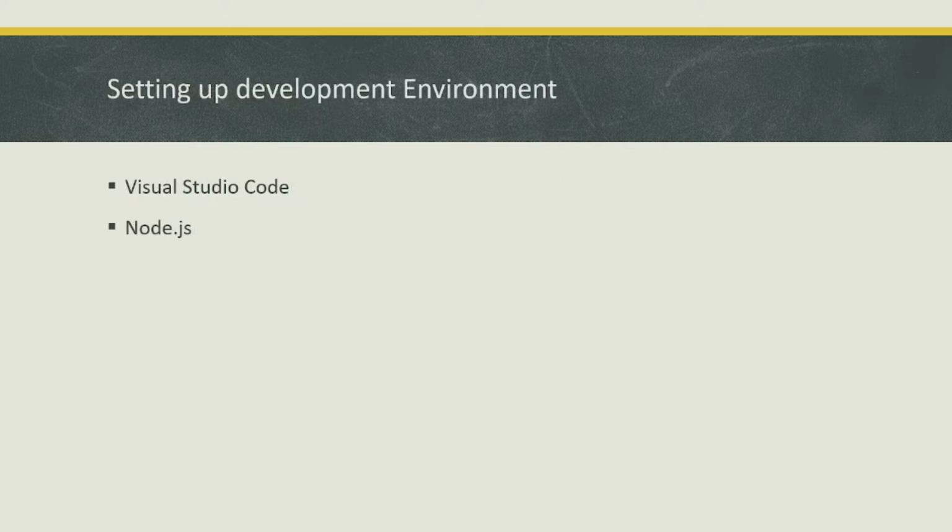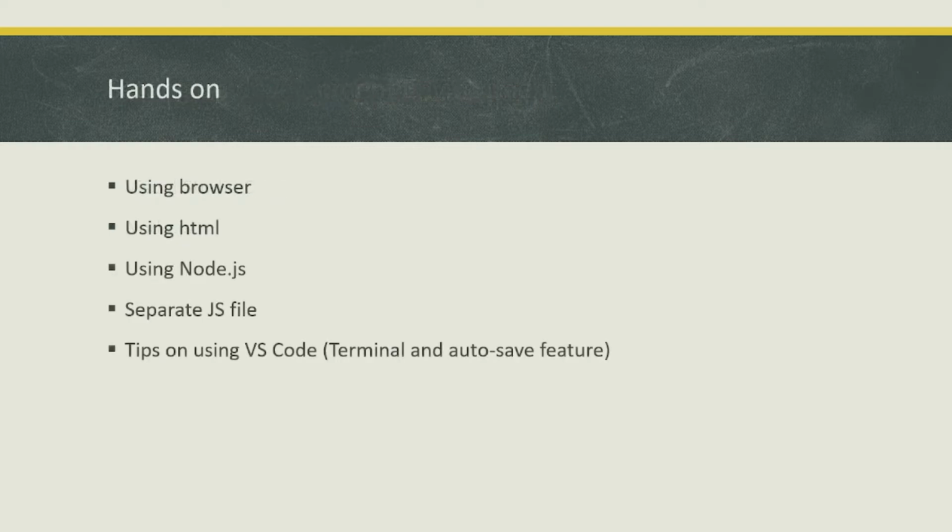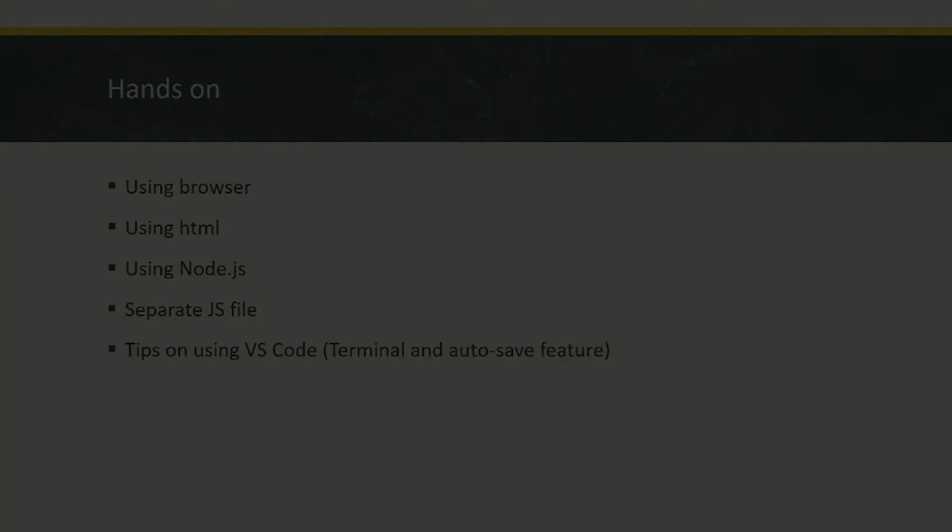Now for setting up an environment, we can use a text editor such as Notepad or Atom. In this tutorial, we will be using Visual Studio Code. To run JavaScript outside the browser, we need an environment. In this case, we'll be using Node.js, and we can only use Node.js to run JavaScript outside the browser. So let's get started with our hands-on using the browser.